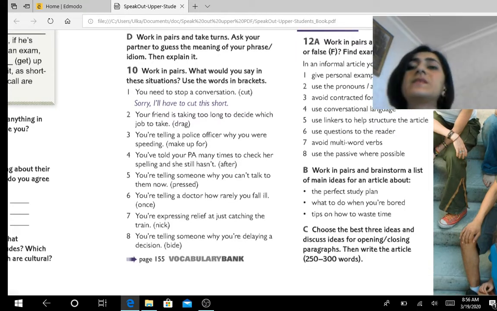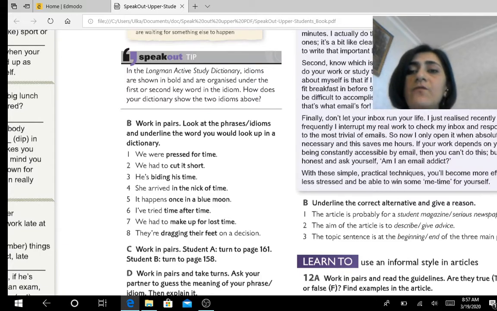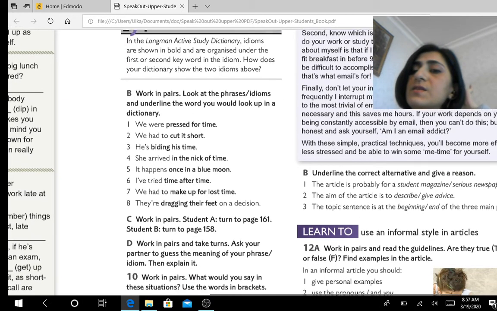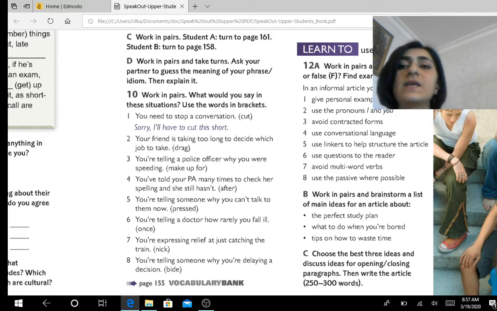For example, the second one: your friend is talking too long to decide which job to take. So drag, you take the whole idiom of drag. Let's see, it's up here, dragging one's feet, or drag one's feet. Here it's in present continuous. So finding out what drag your feet means, you paraphrase this sentence and say it your own way, okay? Like it was done in exercise 1.